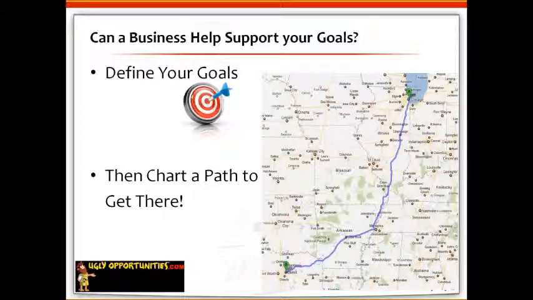And after you've defined your goals, it's important to chart a path of how to get there. So I'm sure you've heard the saying, you can't reach your destination if you don't know where you're going. And that is critical, whether you're in a car driving across the country or you're driving your life to figure out what's important to you, how are you going to get there, and where is it that you want to go.